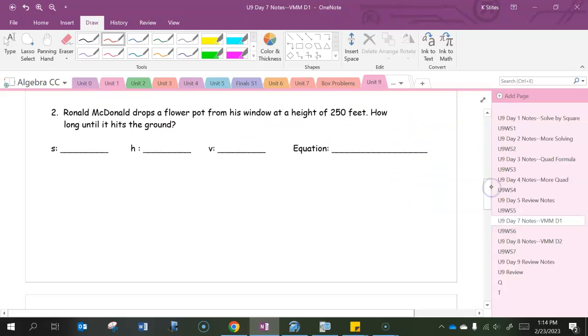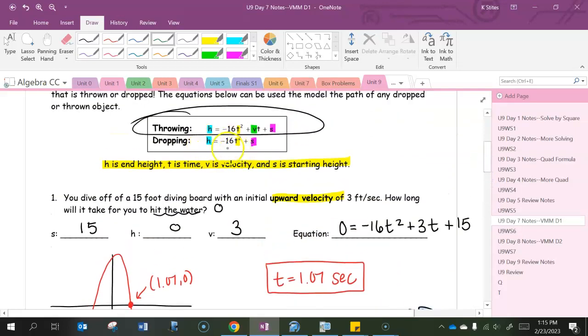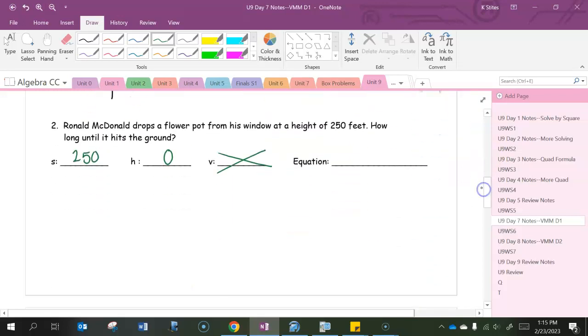Okay, all right, let's try another one. Ronald McDonald drops a flower pot from his window at a height of 250 feet. How long until it hits the ground? So again, S stands for our starting height. This is up at 250 feet. H stands for end height. We are hitting the ground, so that's a 0. And they don't mention any velocity here, so I'm just going to cross that off. And that means we're going to use our drop equation: h equals negative 16t squared plus S. So my h is 0 equals negative 16t squared plus my S is 250.